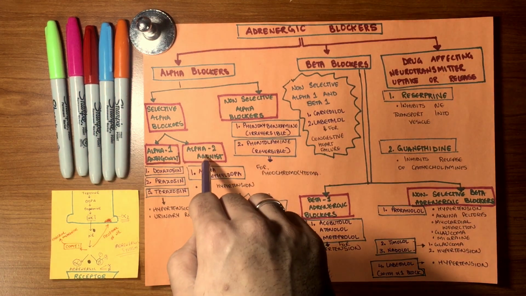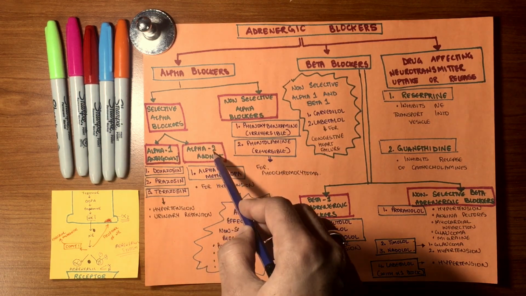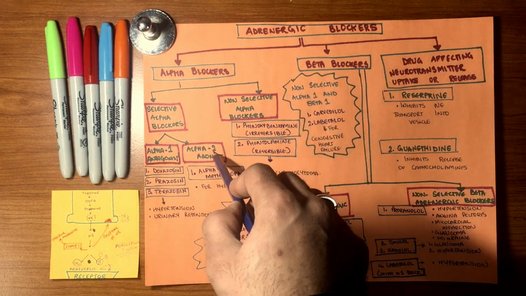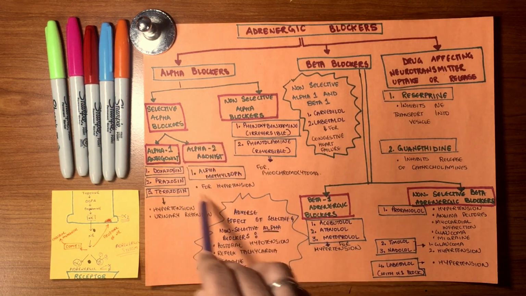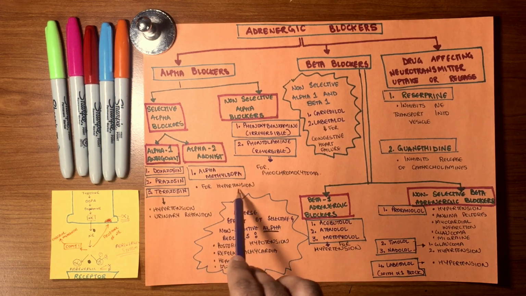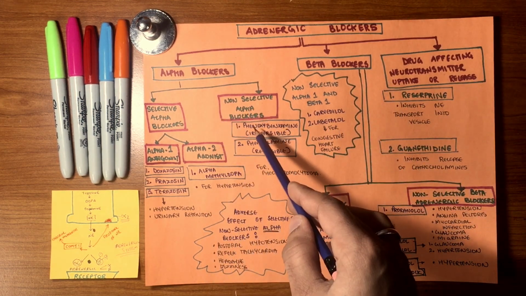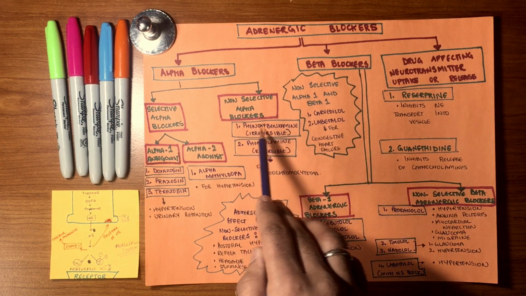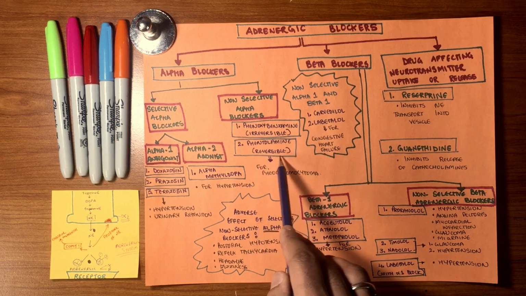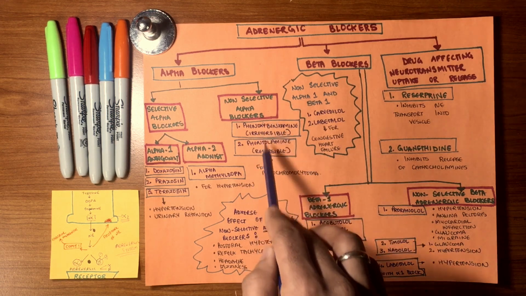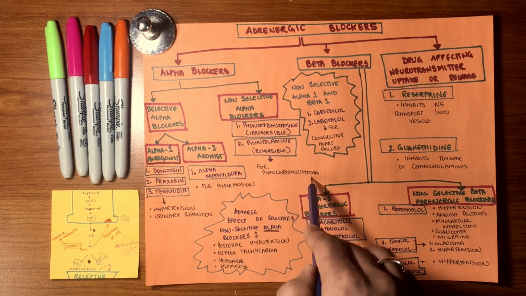Alpha-2 agonists. Remember, alpha-2 works opposite by inhibiting norepinephrine release. So in the blocker system, alpha-2 will be hyperactive, not blocked. Alpha-methyldopa is the drug that does this, again for hypertension. Non-selective alpha blockers: phenoxybenzamine, which is irreversible, and phentolamine, which is reversible. These two drugs will block both alpha-1 and alpha-2, and they are used for pheochromocytoma.